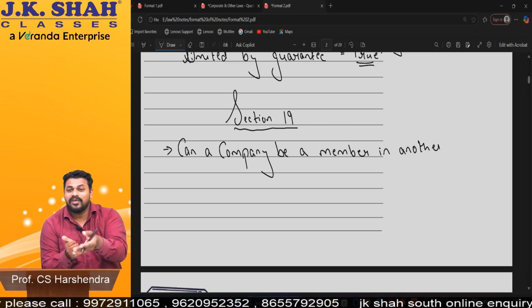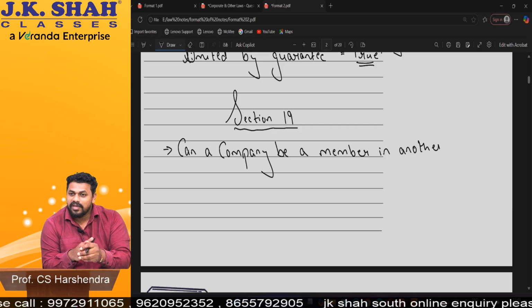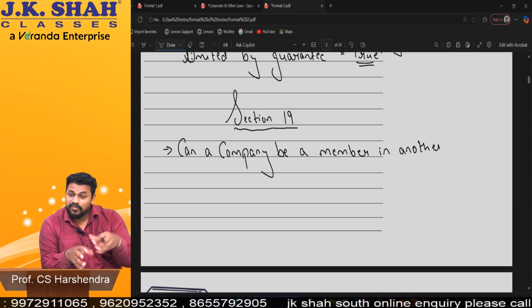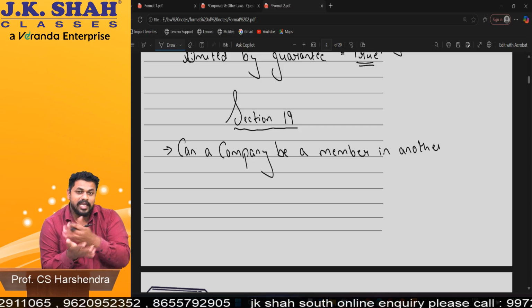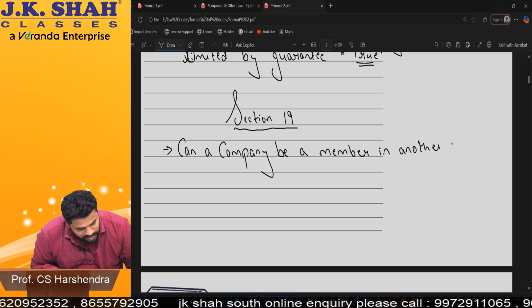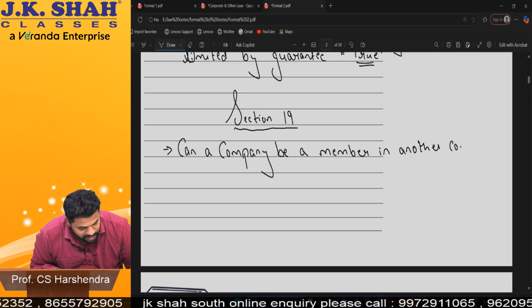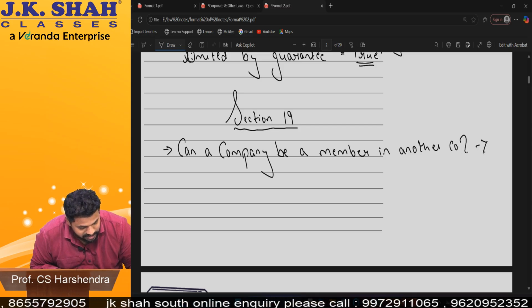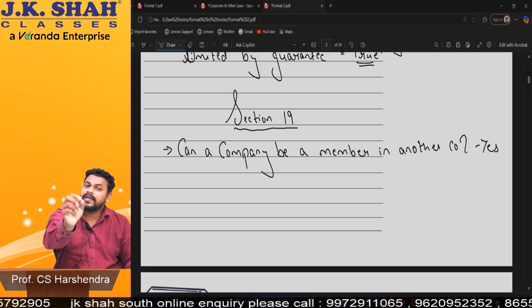People who want examples of holding and subsidiary, there are many examples. Take Tata and Jaguar. Tata is the holding company of Jaguar. Tata Sons is the holding company of the whole Tata group. Tata TCS, Tata Industries Limited, like that. Can a company be a member in another company? Answer is yes. But there is Section 19. What does it tell you?